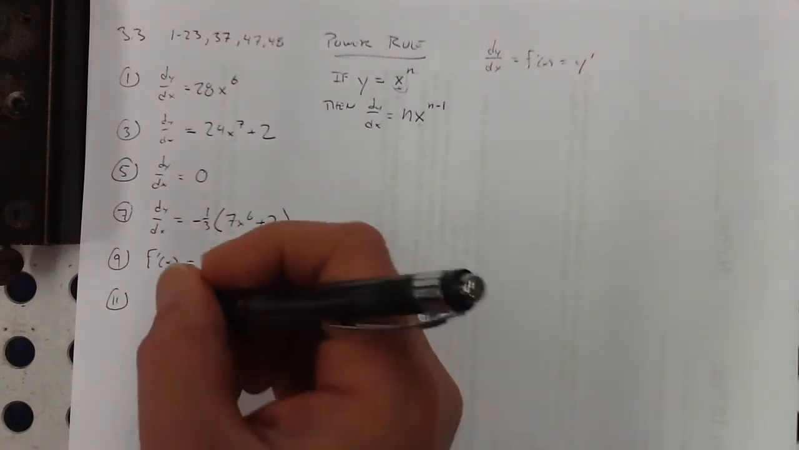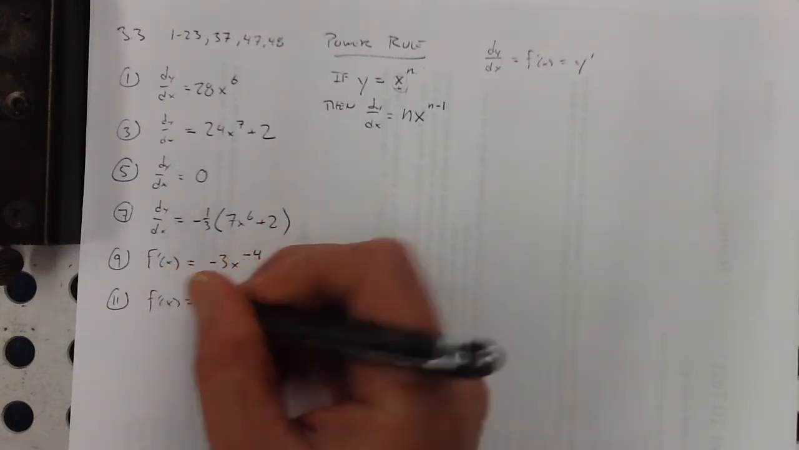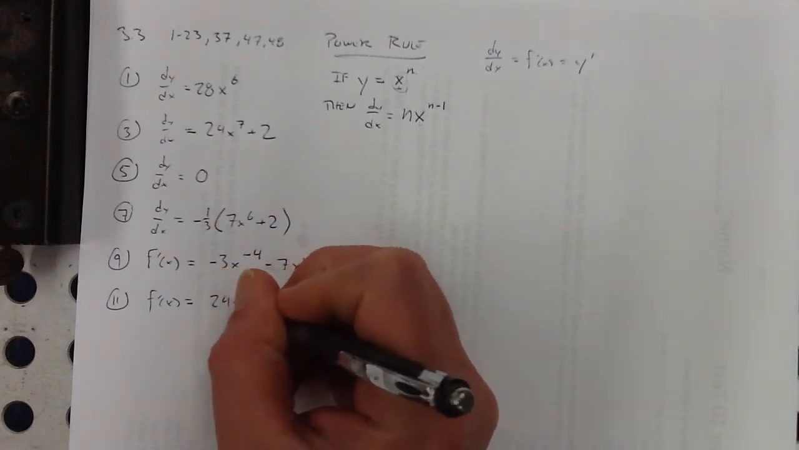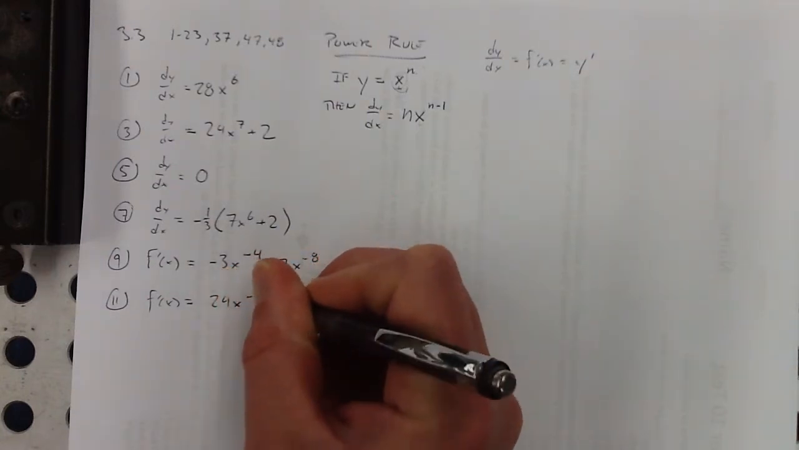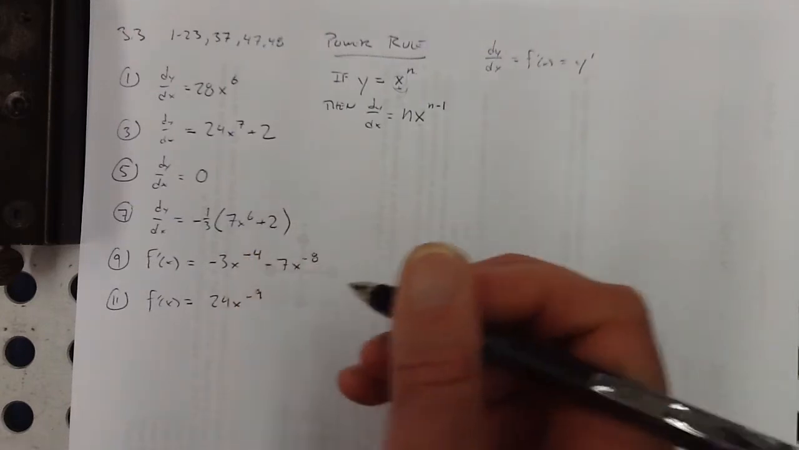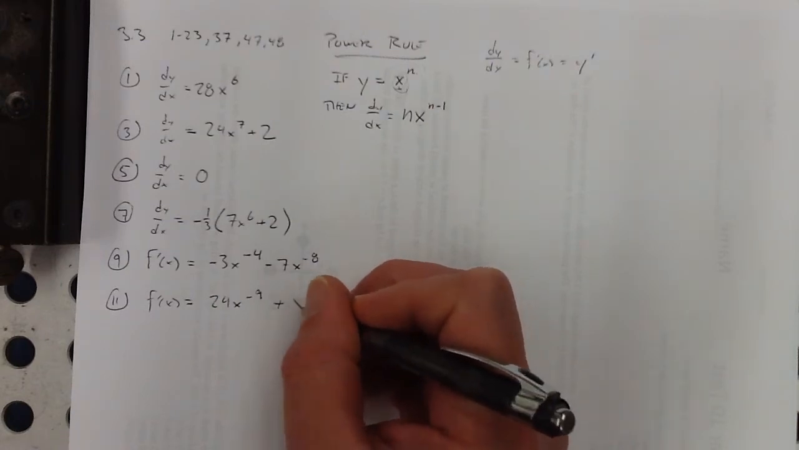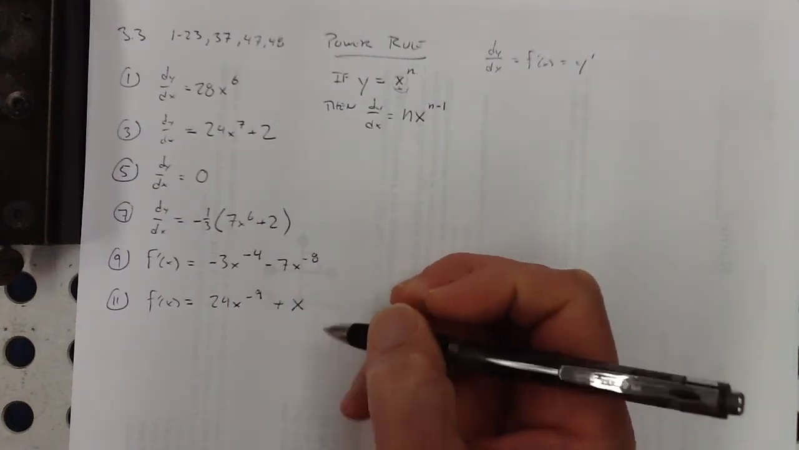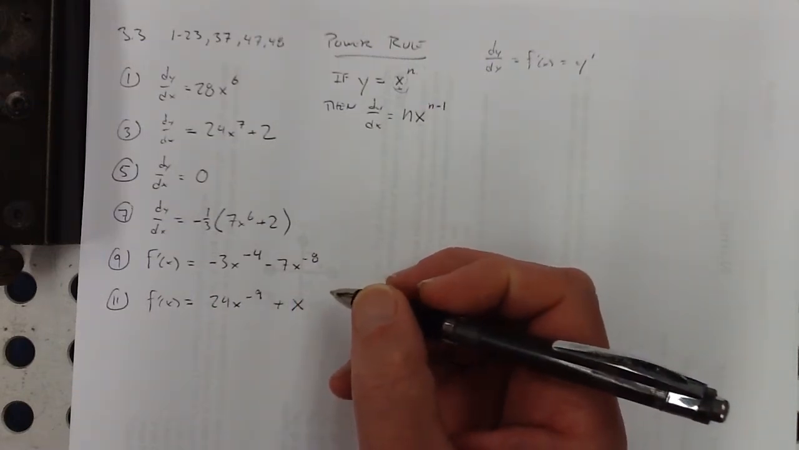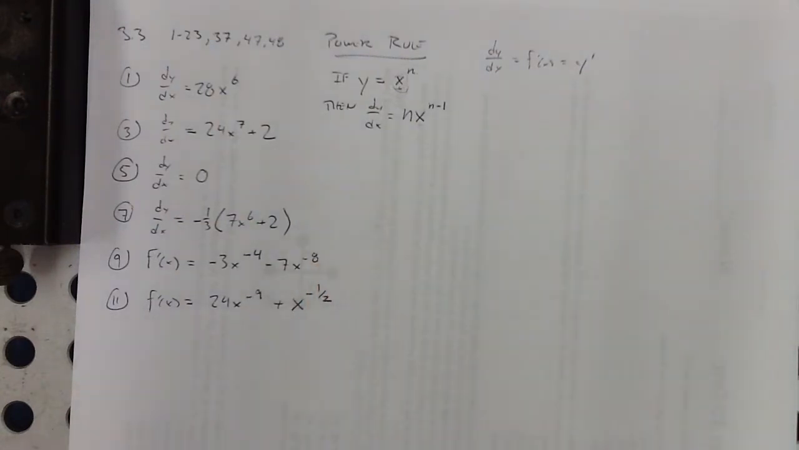11, f prime of x is equal to negative 8 times negative 3. It's 24x to the, subtract 1 from the exponent, negative 9. And then 2 times the square root of x, that's 2x to the 1/2. So the 1/2 kicks out to the front, multiplies by the 2, right? So that just turns into a 1x. And then the new exponent was x to the 1/2, subtracting 1 from that. That's now x to the negative 1/2.